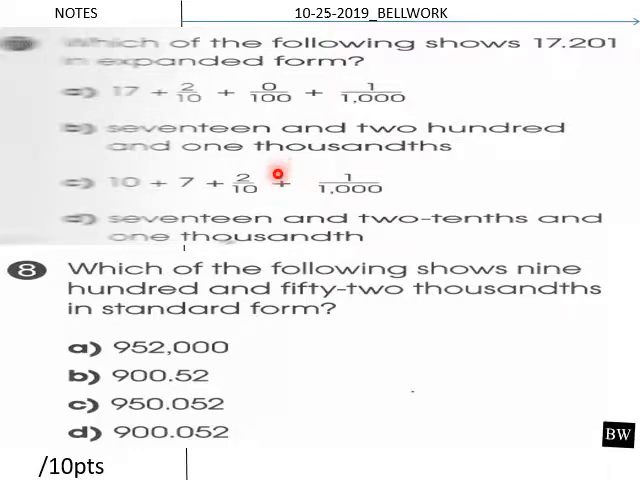Here is our spell work for today. Which of the following shows 17.201 in expanded form? Students, for you to figure out. And then which of the following shows 952 thousandths in standard form? Give your students 3, 4, 5 minutes for this, teachers.